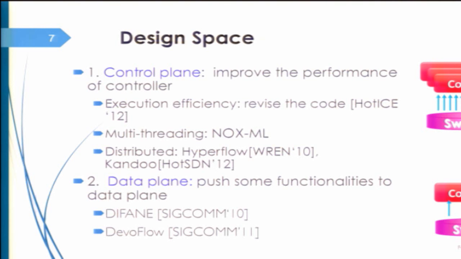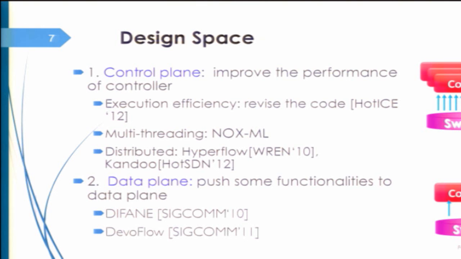Another direction to solve the control problem is to provide a distributed control plane. There are also some works on it, such as HyperFlow and some work from SDN. That is, since one controller is not enough, we can use multiple controllers, to balance the load among different controllers. It will therefore solve the bottleneck problem.